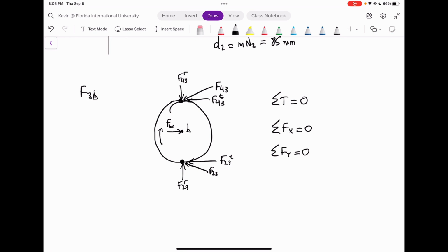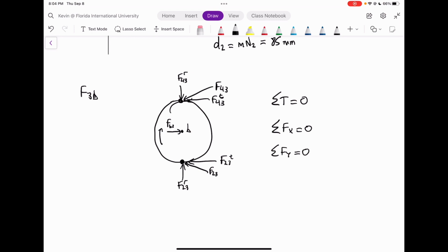So the first thing we can do is figure out what our forces are. We could use the sum of torques equal to 0, and we know F23T already from our previous gear. Now, do we also know F43? Yes, we do, because it's the same reaction force, just in the opposite direction.